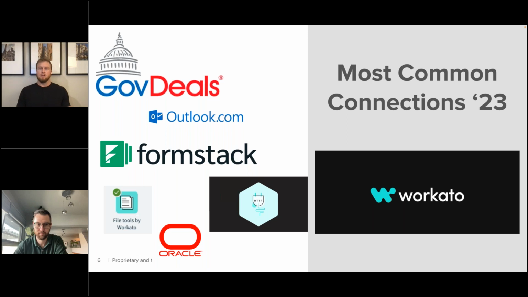Outlook.com, the main use cases we've seen out of this is just generating emails or creating calendar events, and also just receiving emails. If you don't have someone physically monitoring an email box, let Workato do it for you. It comes in, reads the subject line, reads the content, and it can divert to certain team members based on parameters that you give it.